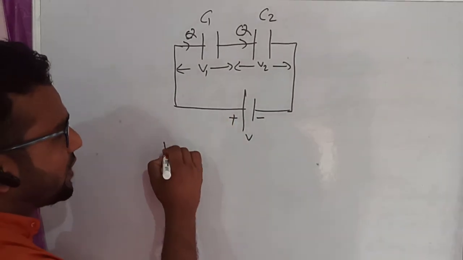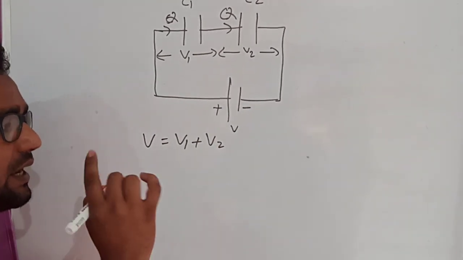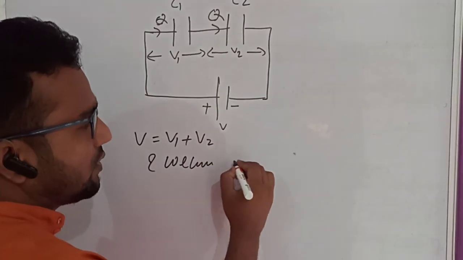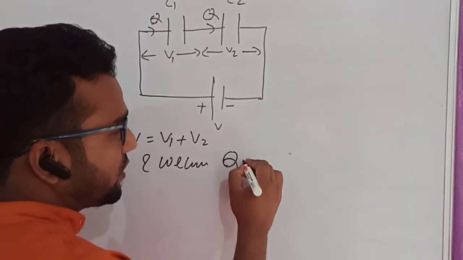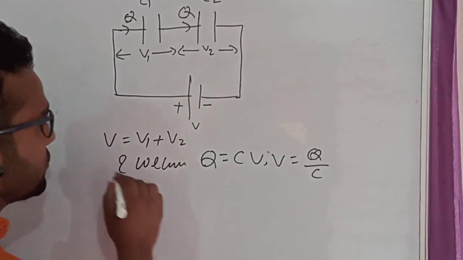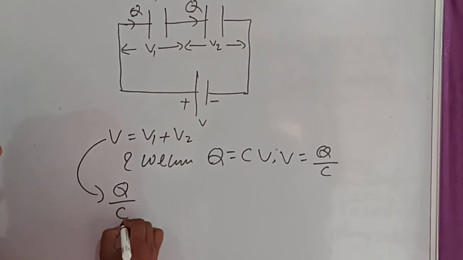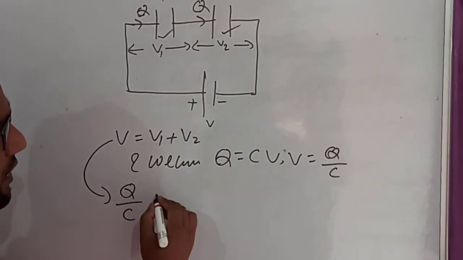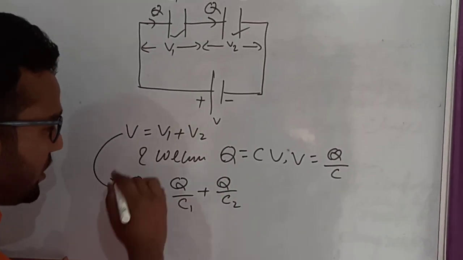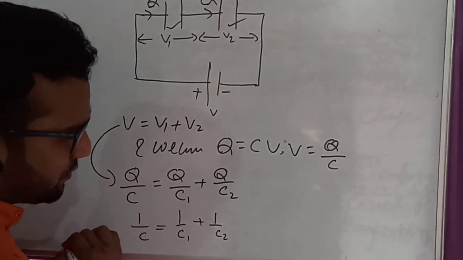So here the total potential V will be V1 plus V2, and we have the formula Q equal to CV, and V equal to Q by C. So now this equation will turn into Q by C, where C is the effective capacitance of these two capacitors, and this will be Q by C1 plus Q by C2. Now finally we can write 1 by C equal to 1 by C1 plus 1 by C2.